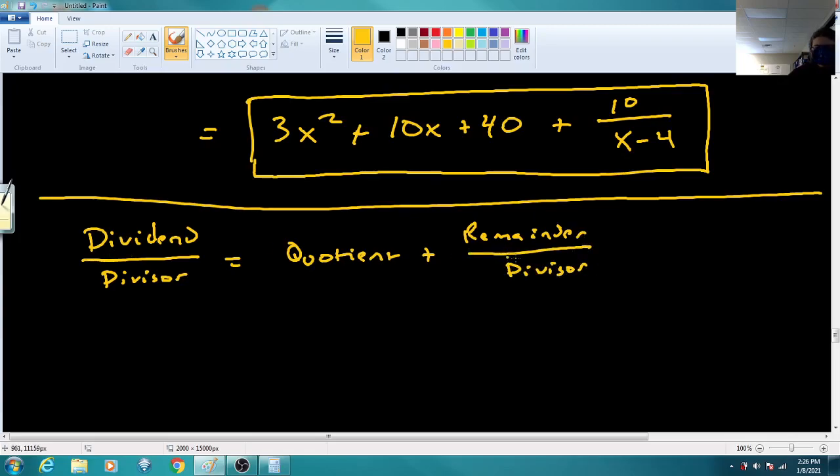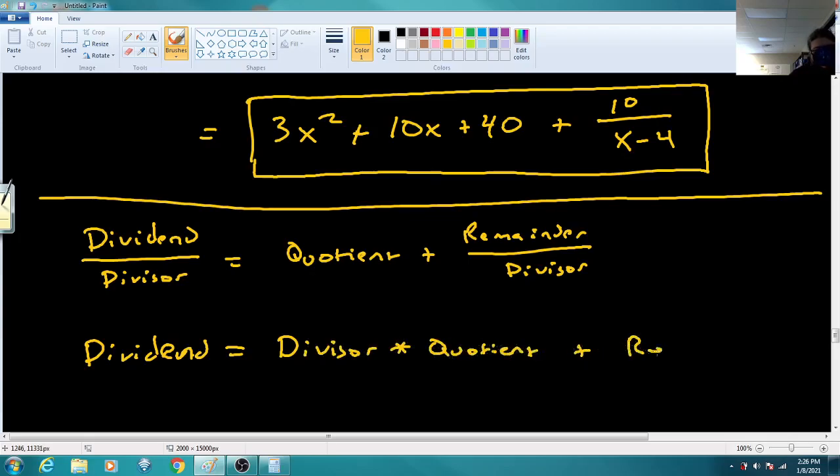If we took this whole equation and we multiplied it by a divisor, you could get a second form of the division algorithm, which is dividend equals divisor times quotient plus remainder.